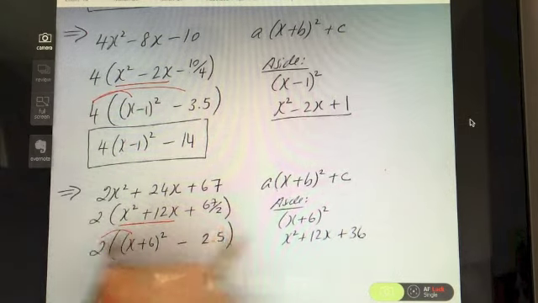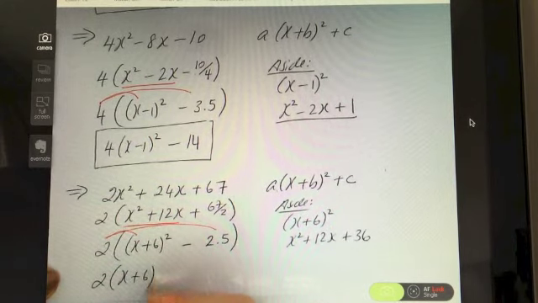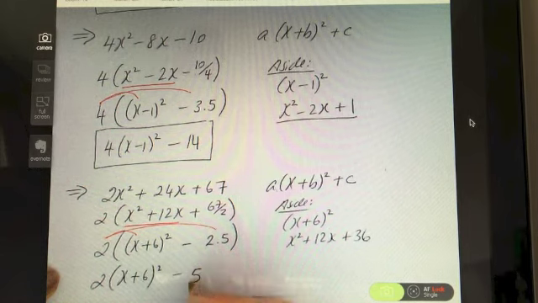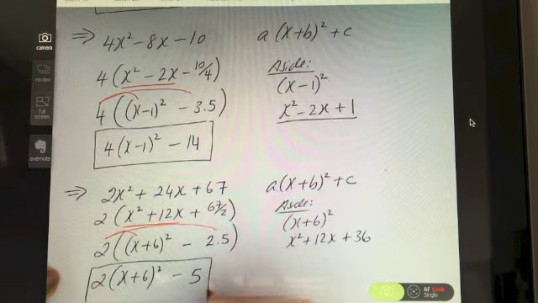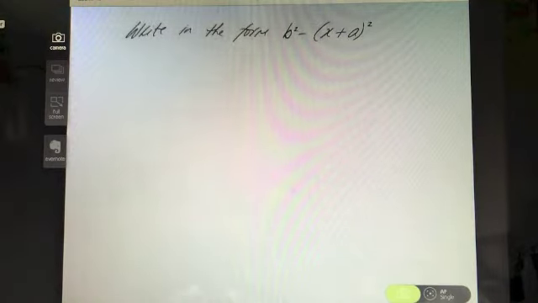So now multiplying these out, I'm going to get 2 times x plus 6 all to be squared, and of course 2 times minus 2.5 is minus 5. And there's my answer.